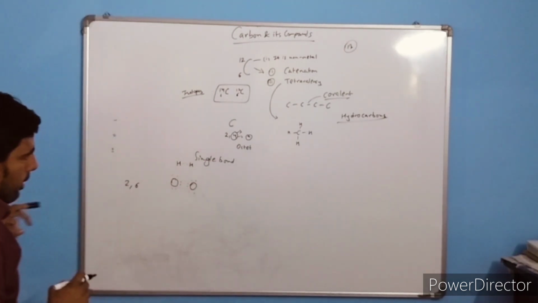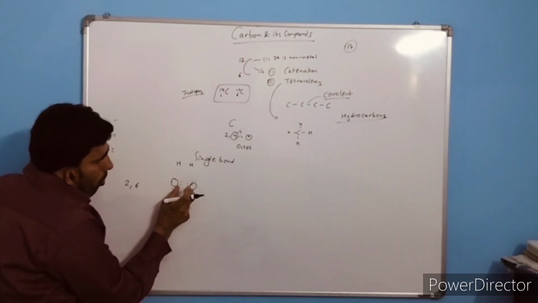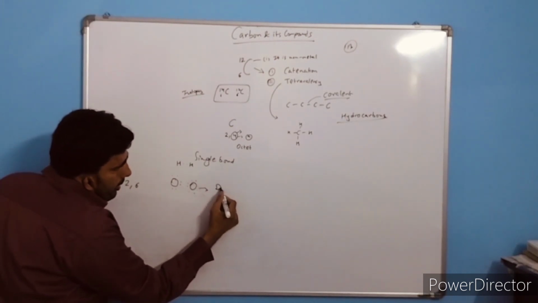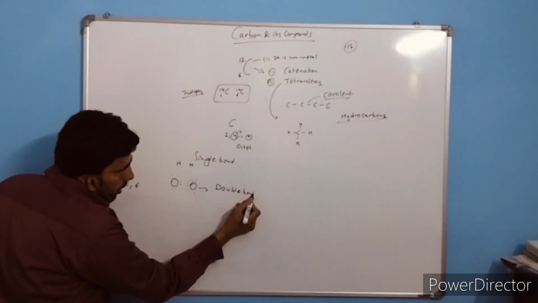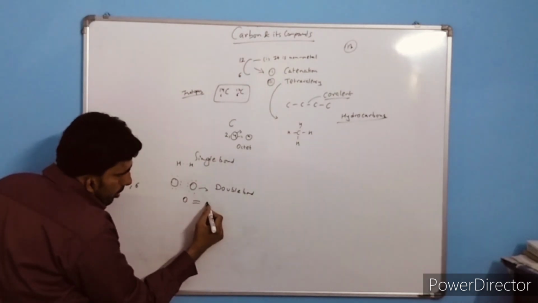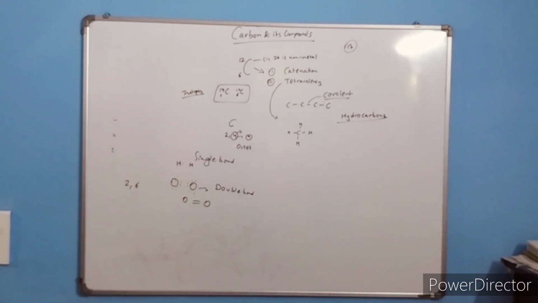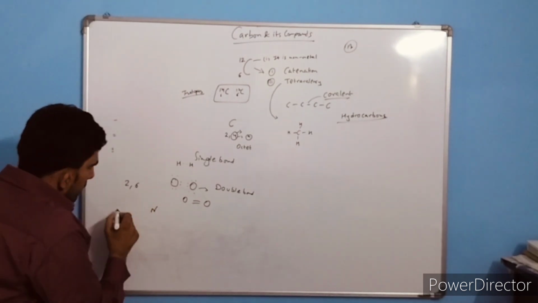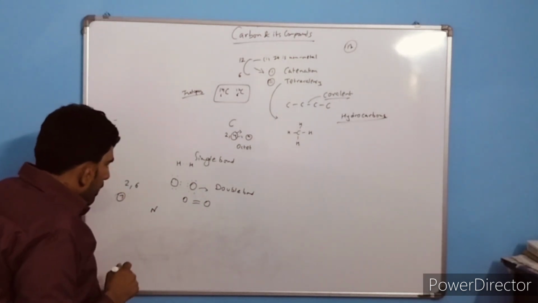So, they are sharing 2 pairs, that is 4 electrons. That is why I say it's a double bond. Now I am talking about the triple bond. Let's take an example of nitrogen. Atomic number is 7. Now, how will we divide?